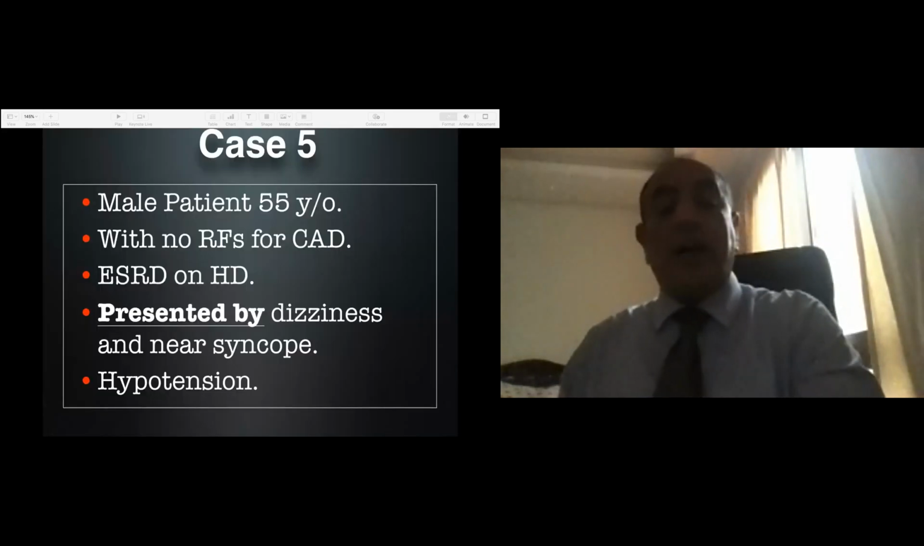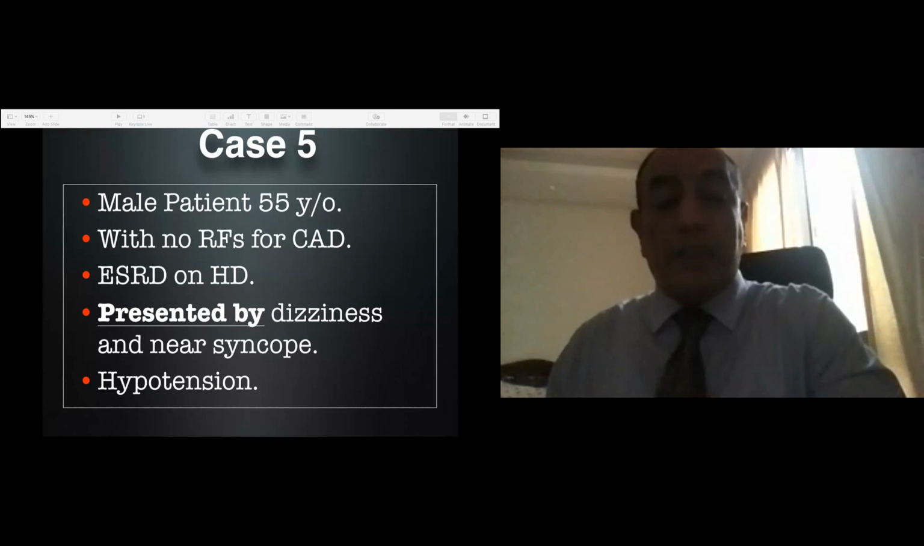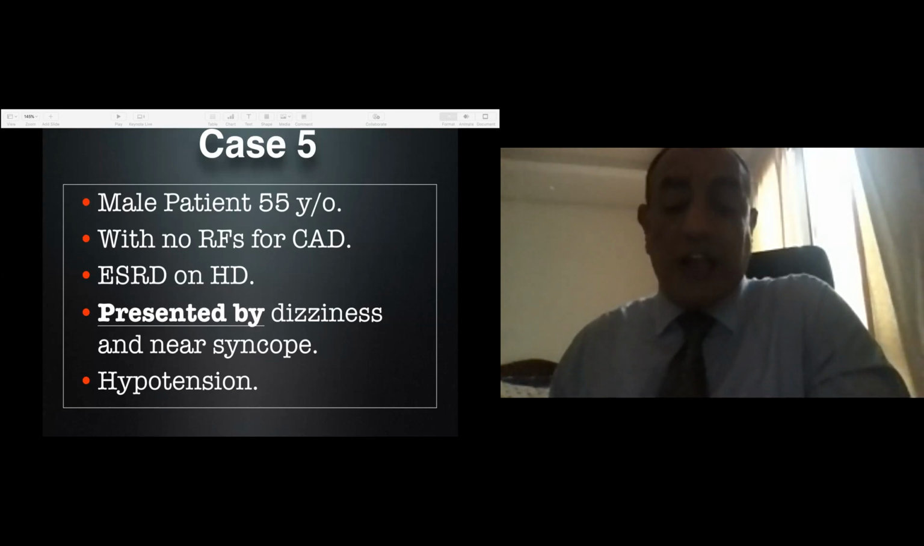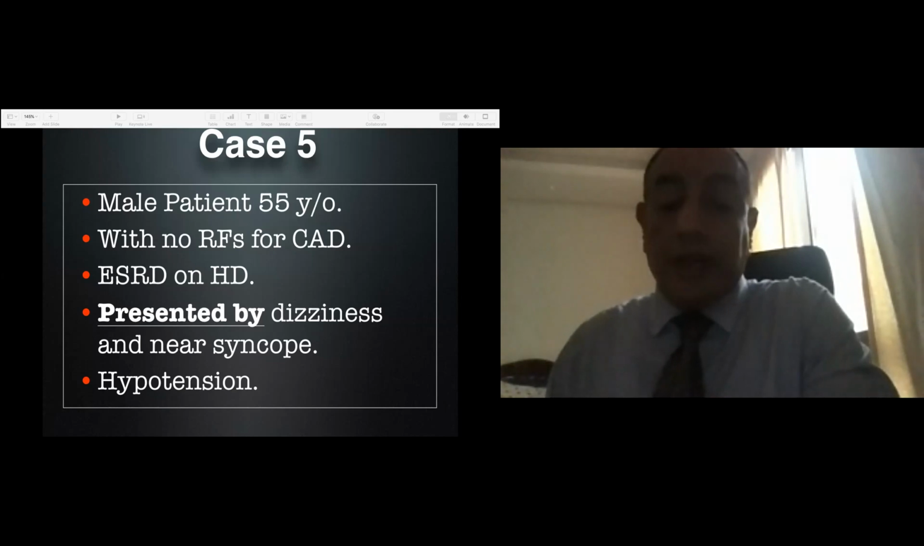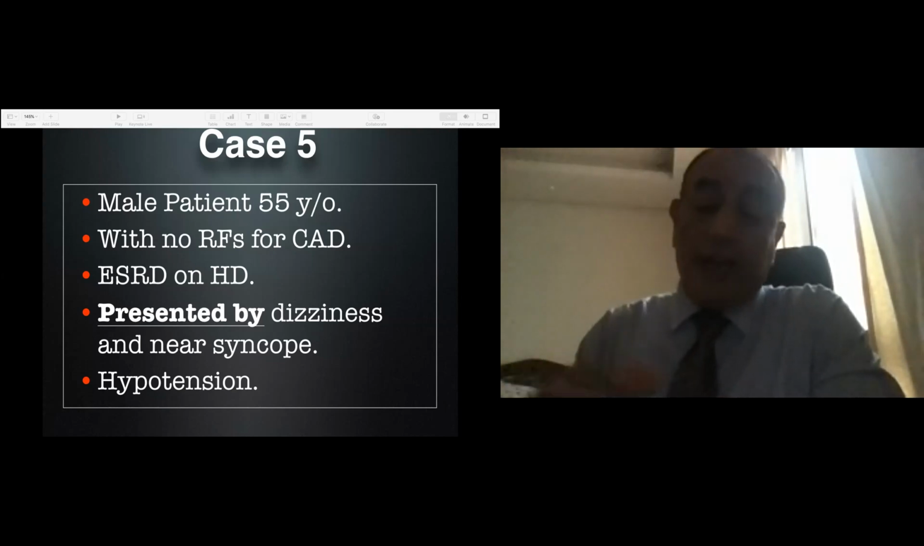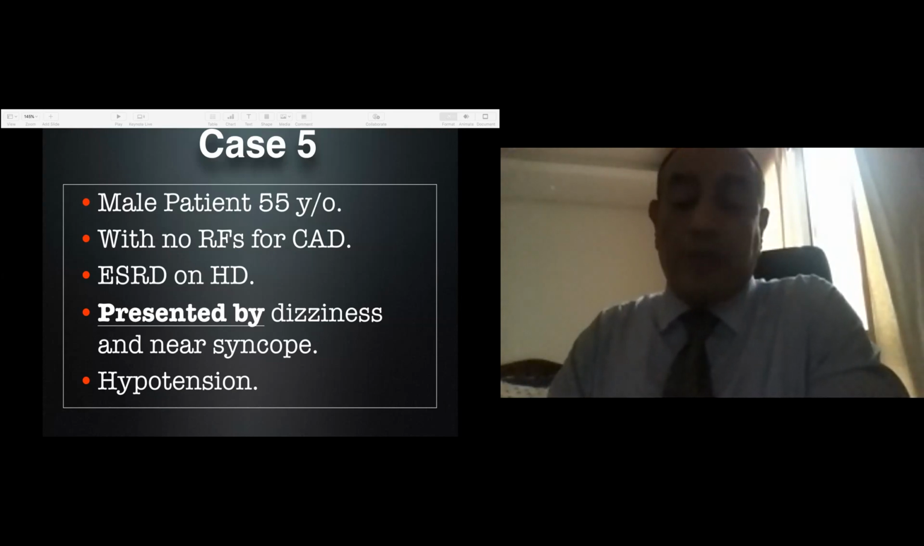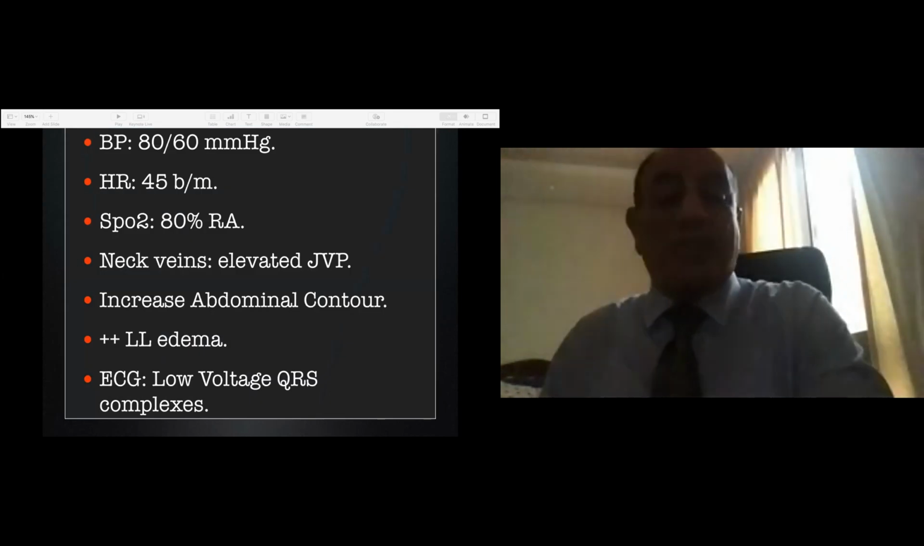So another case with pericardial disease: a male patient, 55 years old, with no risk factor for coronary artery disease, but he is in end-stage renal disease on regular hemodialysis. This patient presented with low cardiac output symptoms in the form of dizziness and near syncope with hypotension. These symptoms, including dizziness and syncope, indicate decreased cerebral perfusion. If associated with hypotension, this may be the triad of early cardiac tamponade.